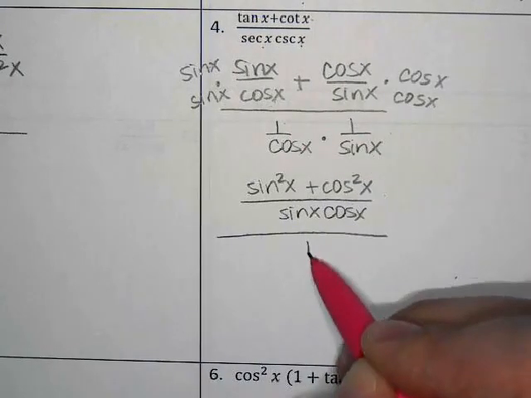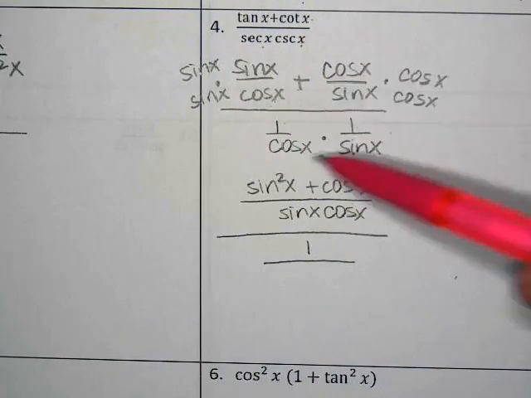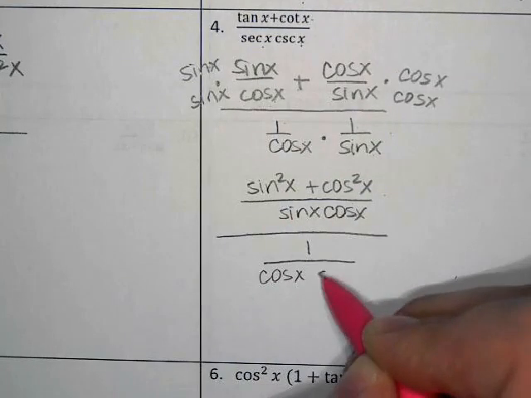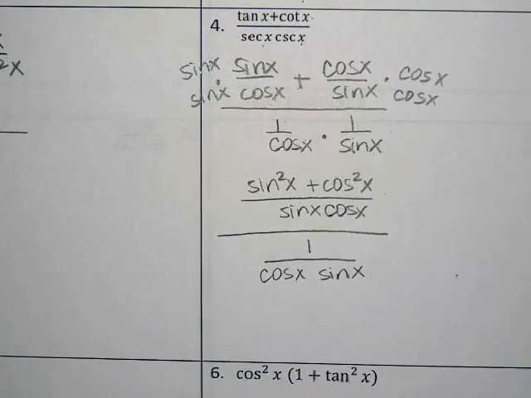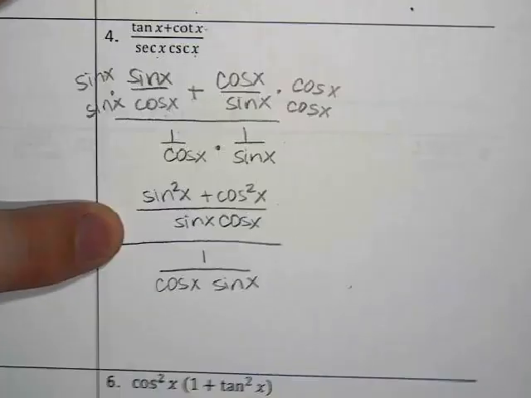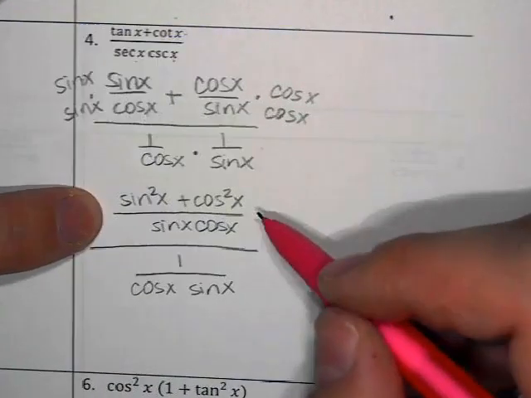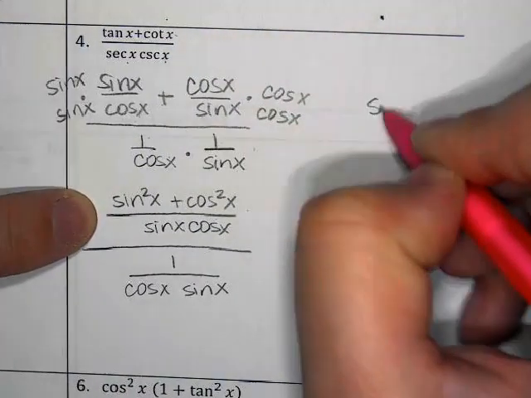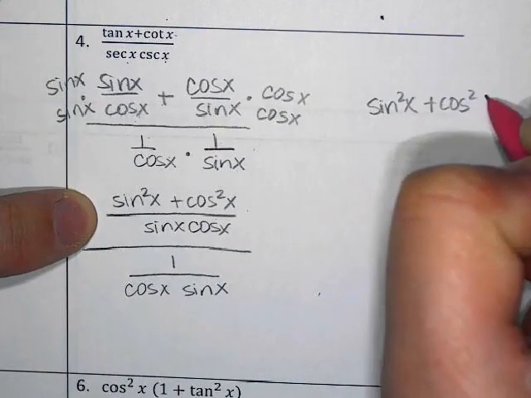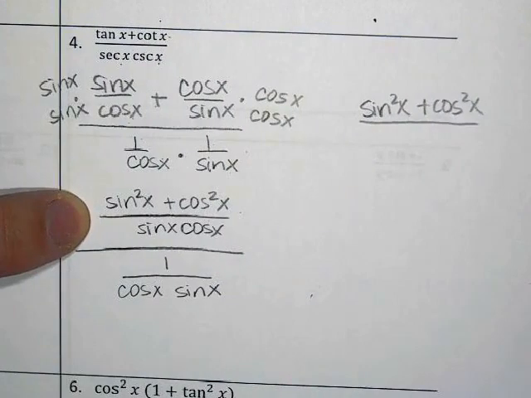Okay, and then what do we do if we have a fraction over a fraction? Keep, change, flip. Okay, so I'm going to keep the top. Sine squared plus cos squared over sine cos. Keep it, change it to a multiplication problem. Flip the bottom.